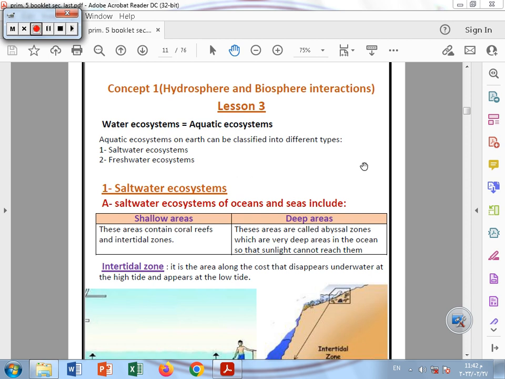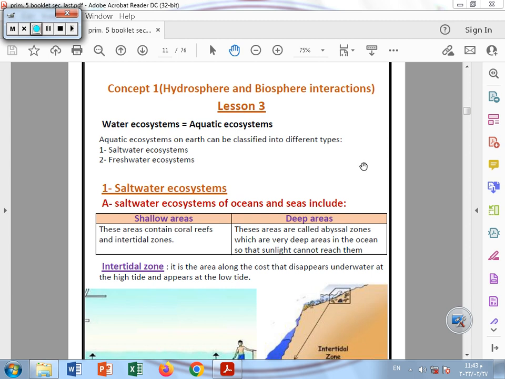In this lesson we are going to talk about water, the different water ecosystems, whether a freshwater ecosystem or a saltwater ecosystem. We know that the ecosystems that we can find in the water are called aquatic ecosystems. We can classify the different ecosystems in water on the earth into two types: salty water ecosystems and freshwater ecosystems.